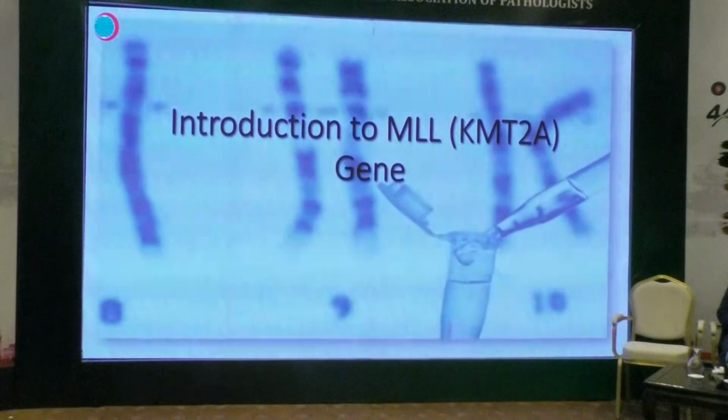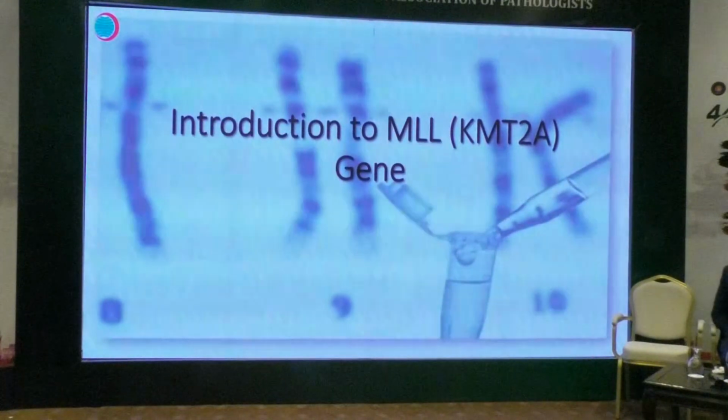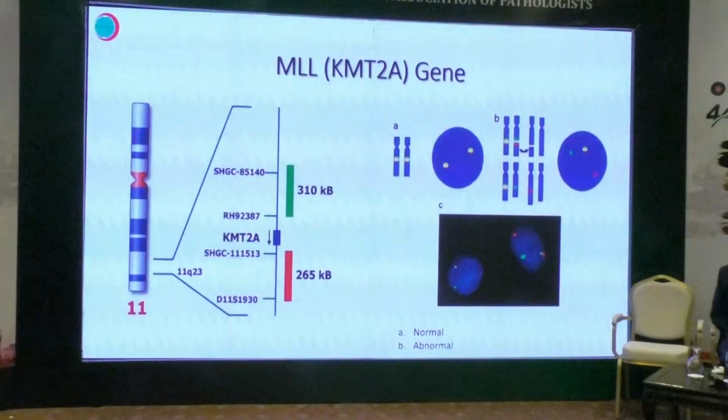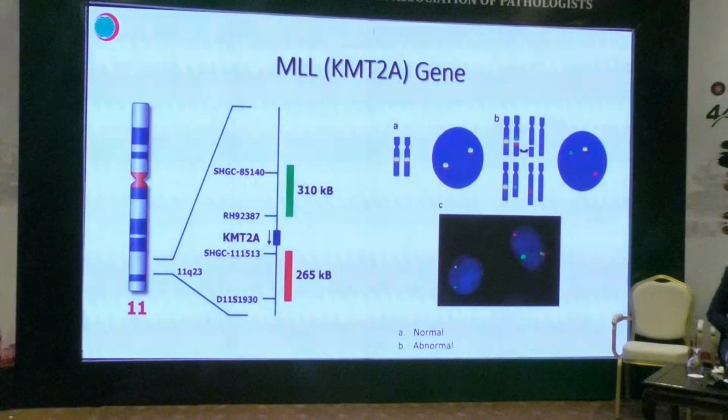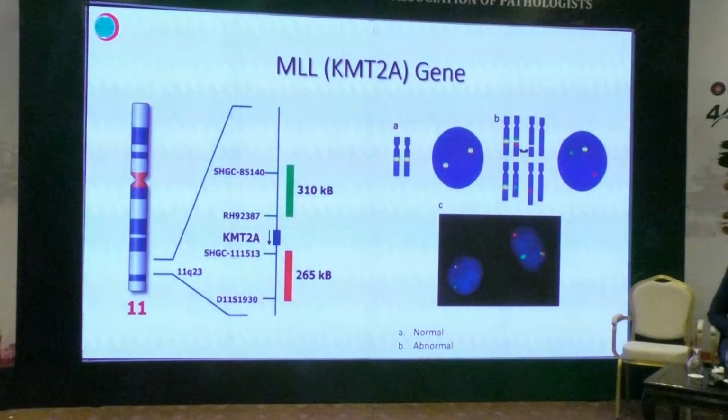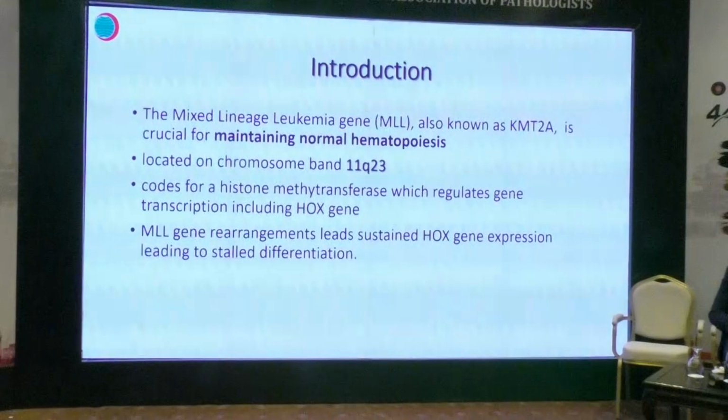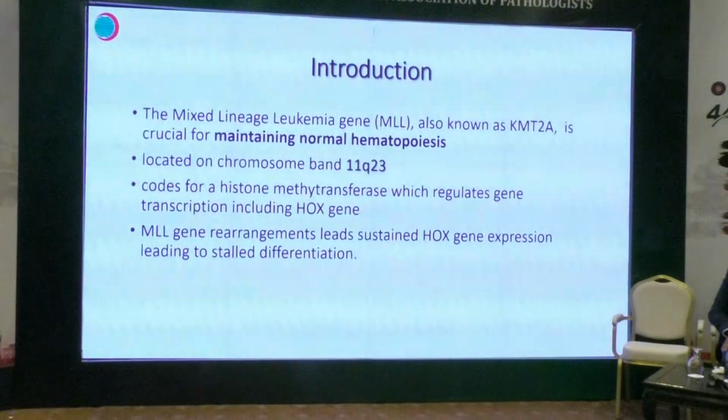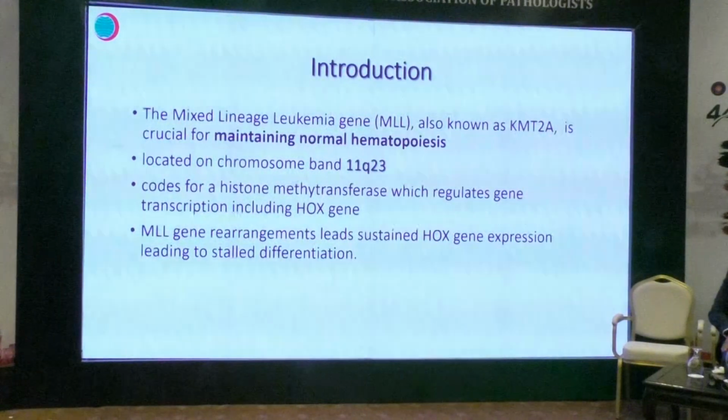With this, I start with the main topic, that is the MLL gene. What is the MLL gene? The MLL gene, or KMT2A gene, is located on chromosome 11 at position 11q23. This gene is crucial for maintaining normal hemopoiesis. It encodes a histone methyltransferase, which regulates gene transcription, including the Hox genes.